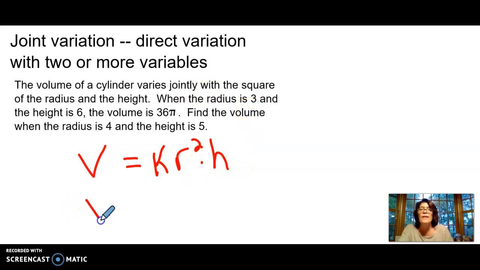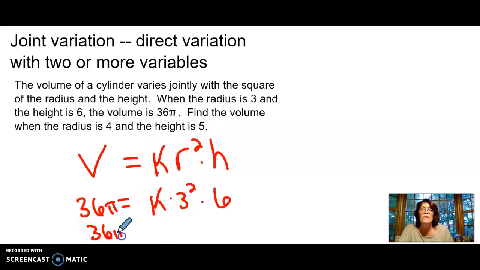When the radius is 3 and the height is 6, the volume is 36 pi. So we'll put 36 pi right here. Find the volume when the radius is 4 and the height is 5. Well, I can't do that unless I know what K is. So I get 36 pi equals, what's 3 squared? 9 times 6. Wait, the radius is 3 and the height is 6.